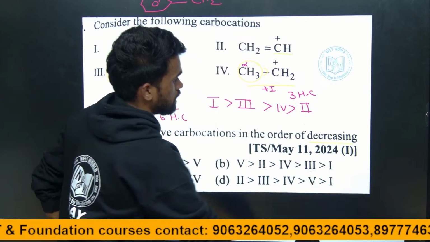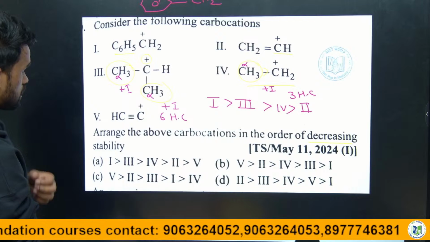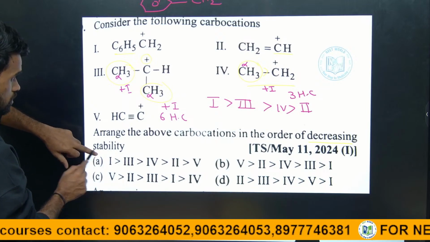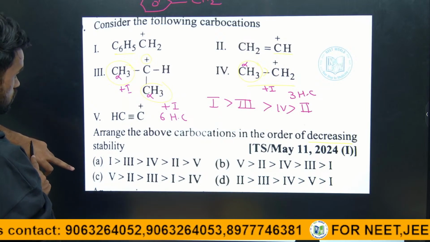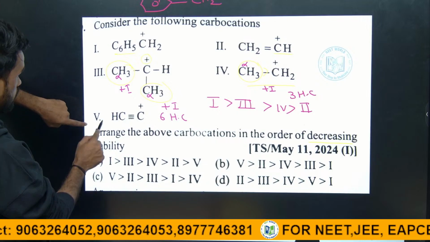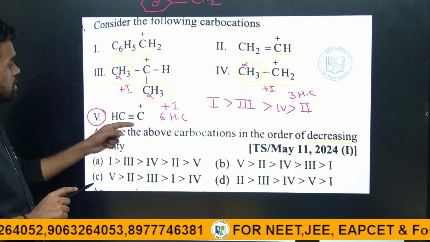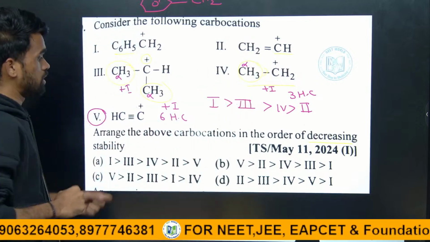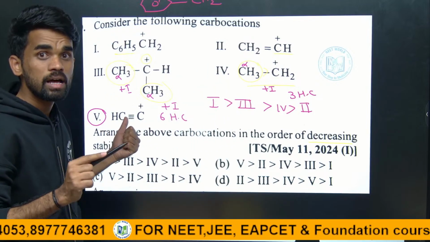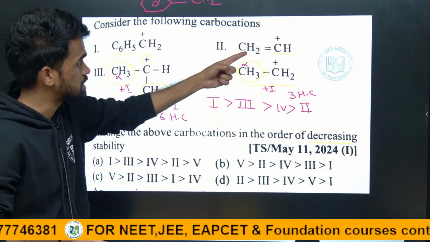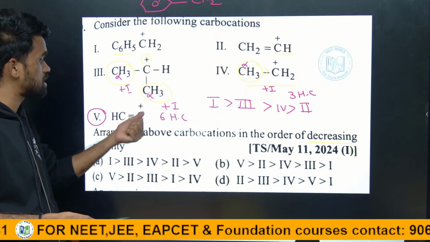Decreasing order he is saying, na. So decreasing means one which is more. So see here, this one is also included. Alkyne is also there, na. See, double bond, triple bond. We know triple bond has more electronegativity than double bond, therefore this will be the least stable carbocation.